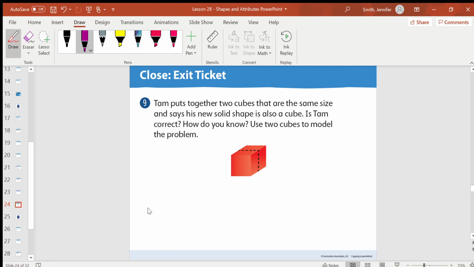Finally, Tam puts together 2 cubes that are the same size and says his new solid shape is also a cube. Is Tam correct? How do you know? Use 2 cube models at home to show the problem. Pause the video and take a minute to explain whether or not Tam's new shape is a cube and how you know.